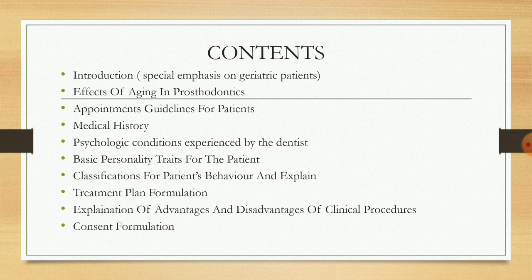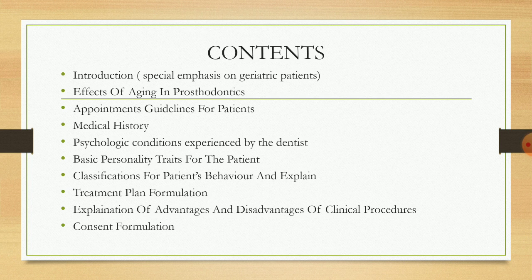Next, we have treatment plan formulation. In that case, what we need to write is, suppose a patient comes who is completely edentulous. So what all treatment plans can be for the patient? The patient can be given a removable complete denture, or an implant supported overdenture, or an implant supported fixed denture. So what all treatments can be given to the patient, and what are the advantages and disadvantages of every type of treatment, so that needs to be explained to the patient, which forms the next point, explanation of advantages and disadvantages of clinical procedures.